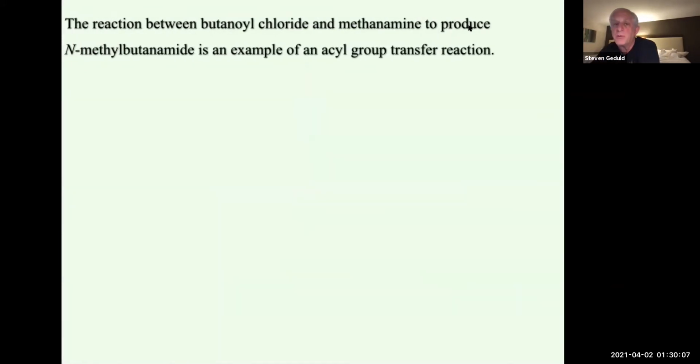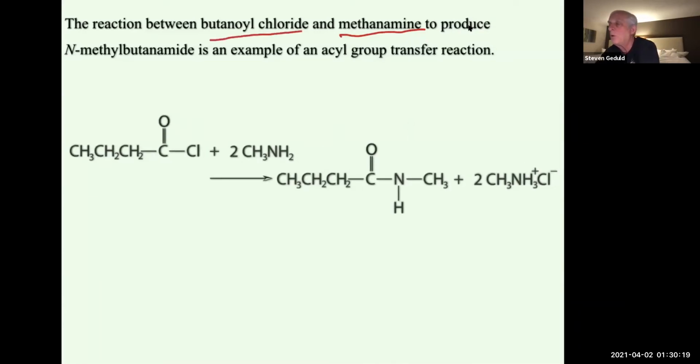So the reaction between butanoyl chloride and methanamine to produce N-methylbutanamide is an example of an acyl group transfer reaction. Okay, so this is butanoyl chloride. Butane is 4 carbons, and the -oyl chloride means it's a carboxylic acid where the OH is replaced with the Cl. So this is butanoyl chloride, and you react it with 2 methylamines.